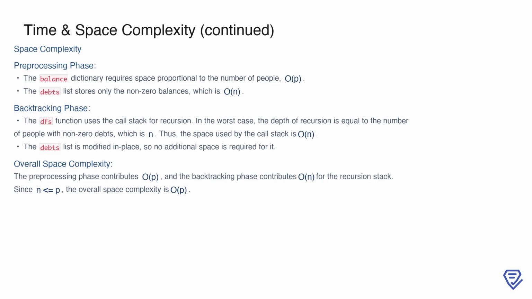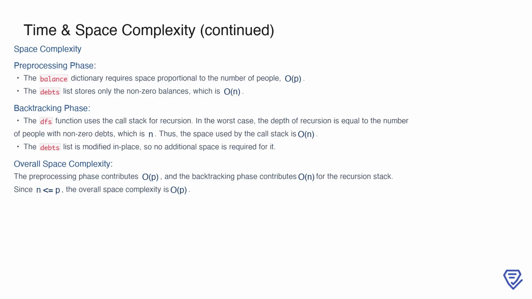When evaluating space complexity, we consider both the pre-processing and backtracking phases. During pre-processing, the balance dictionary requires space proportional to the number of people, or O(p). Additionally, the debts list, which stores only the non-zero balances, uses O(n) space. In the backtracking phase, the recursive DFS function utilizes the call stack, and in the worst case, the recursion depth can reach up to n, the number of people with non-zero debts. This means the call stack uses O(n) space. Since the debts list is modified in place, no extra space is required for it. Combining these, the overall space complexity is O(p), as the pre-processing phase dominates and n is always less than or equal to p.